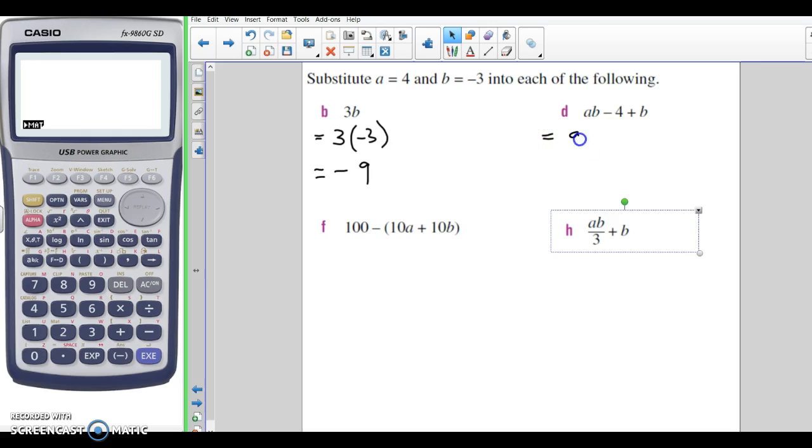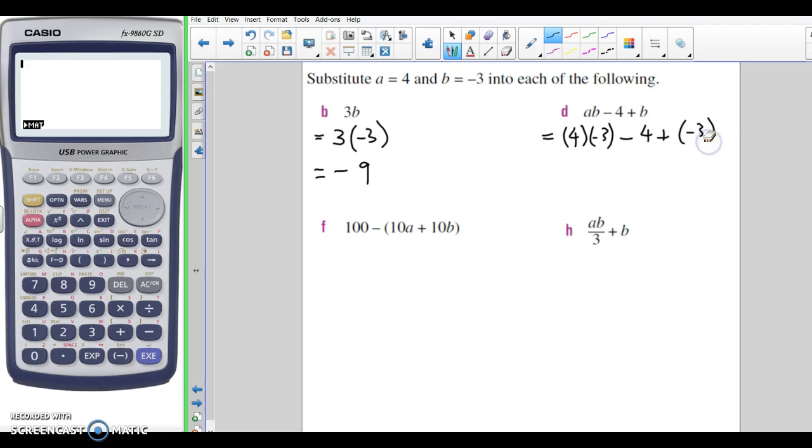Right, let's have a look at D. I'm going to do this straight in because we can see the formula above it. Instead of a, we've got 4, so that's in a bracket. b is negative 3, so they're multiplied with one another. Take away 4. Plus negative 3. So we'll evaluate this one. 4 times negative 3 will give us negative 12. Take 4. And then you've got plus and take, so we take another 3. Negative 12, take 4, negative 16. Take 3 ends up being negative 19.